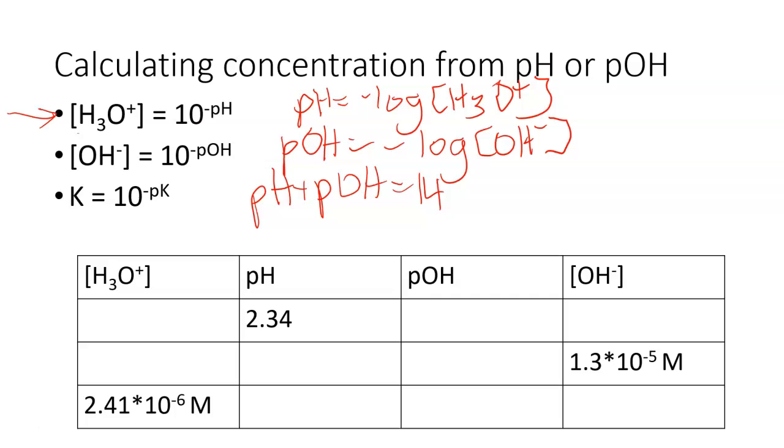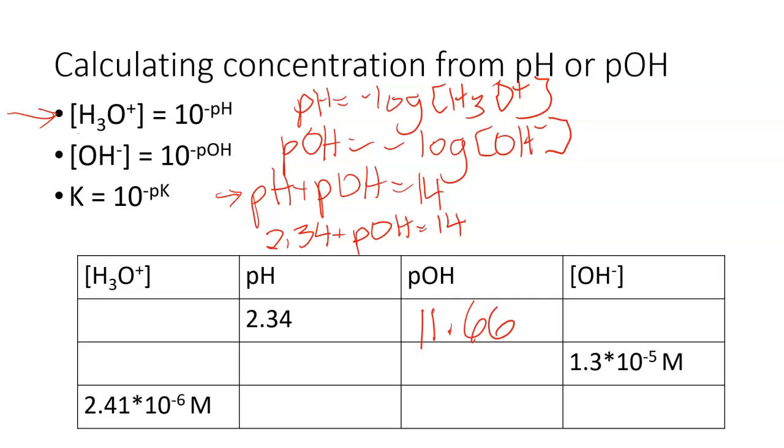The first one that I'm going to look at is a pH of 2.34. I'm going to use this equation here because I want to know the pOH and I also want to know those concentrations. You can start in a variety of different ways, but I'm just going to plug in my pH of 2.34 here. So 2.34 plus pOH is equal to 14. The pOH is going to be 14 minus 2.34, so my pOH is equal to 11.66.